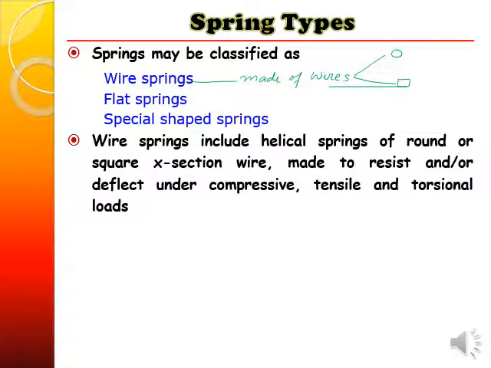So if we look at this line, we can see that the wires are used to make helical springs of round or square cross sections. The objective is to resist and or deflect under a compressive load, a tensile load, or a torsional load. And this gives me the three types of springs.